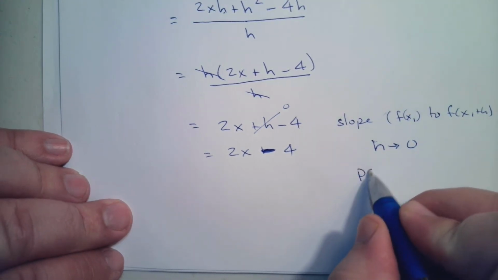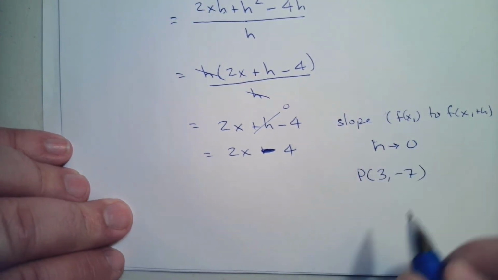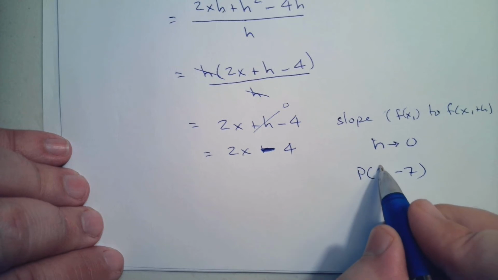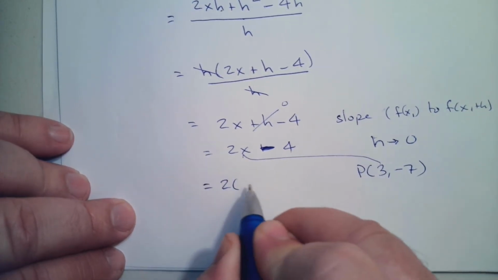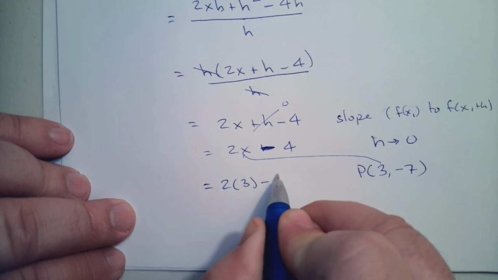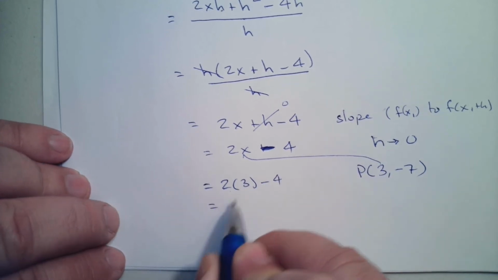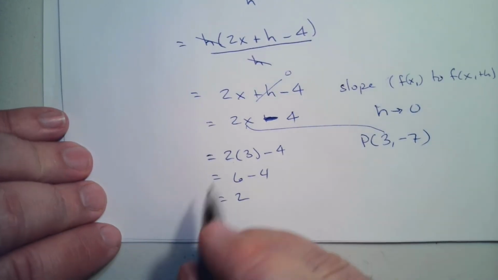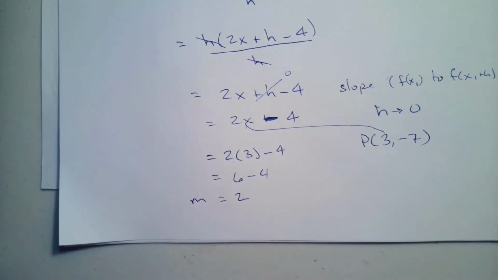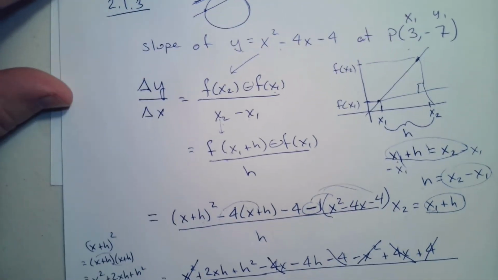Remember, our point was at 3, negative 7. We use this x value in here. 2 times 3. 2 times 3 is 6, minus 4 equals 2. So that is the slope which I'm looking for. There it is. So find the slope of that point. The slope is 2.